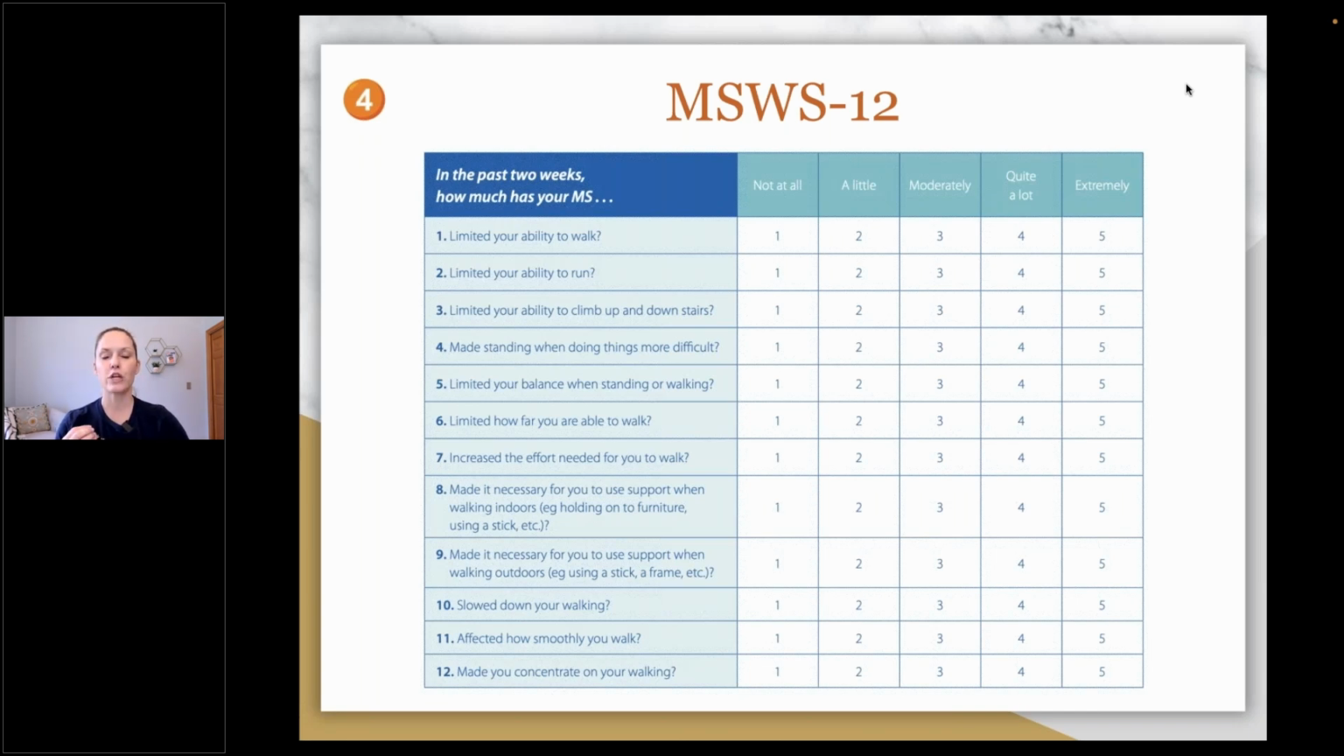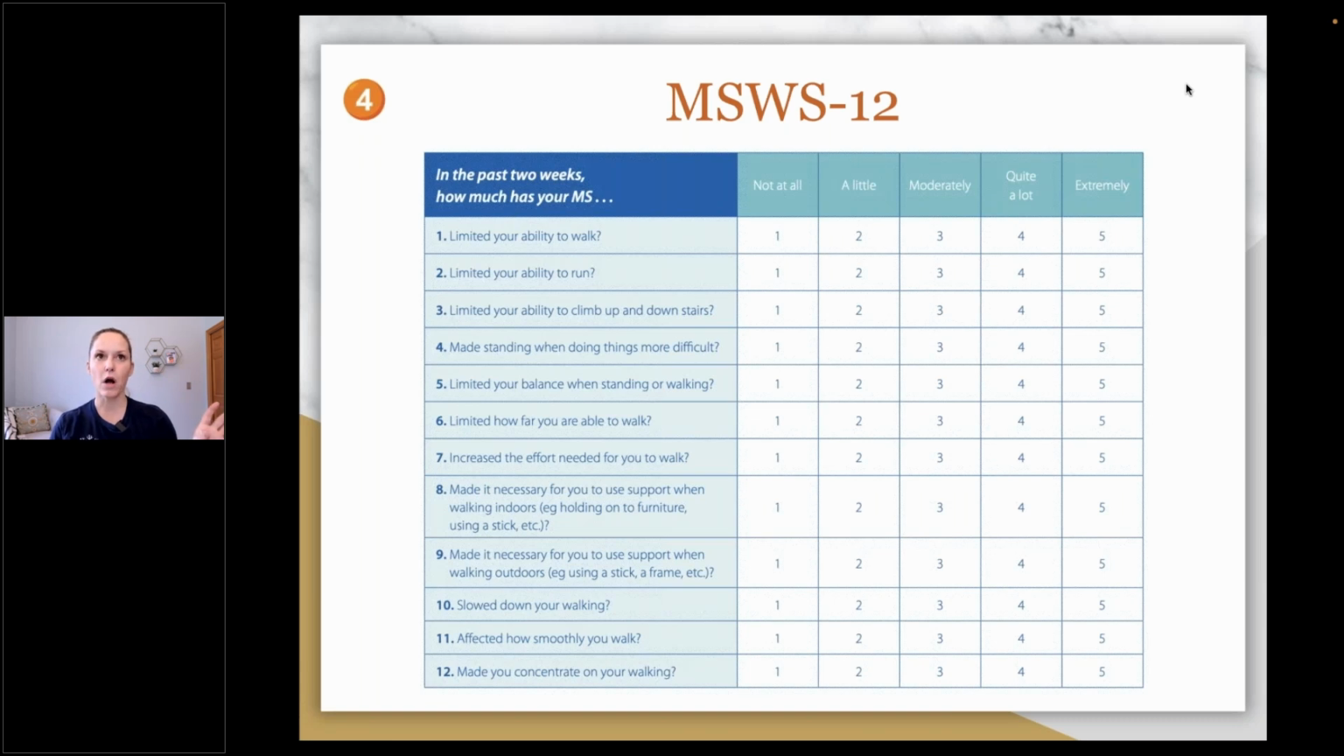I am a huge advocate of taking notes on the specific things that are going into your thoughts, and when we get to the objective ones, we'll continue this, but write down notes on that so that the next time that you fill this out, you know where your mind was at previously. Because if you're taking the MSWS 12 and you're thinking in the last 2 weeks, how much has my MS affected my walking?